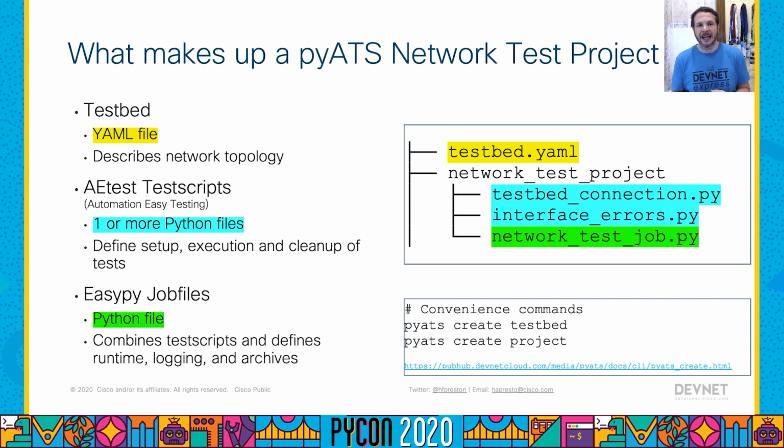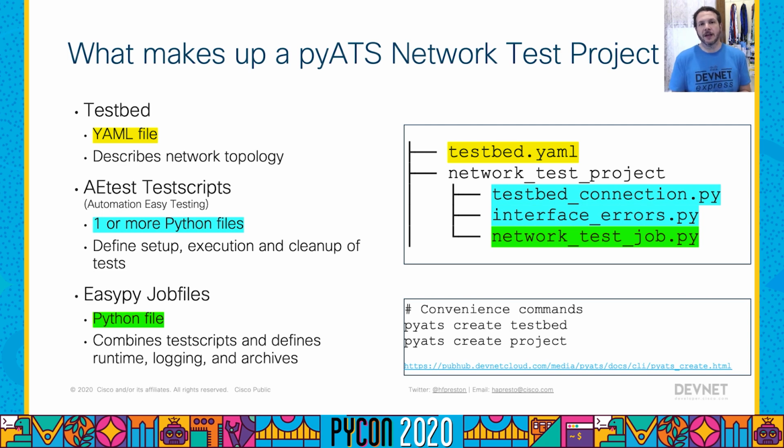And the test job handles running all of those as an instance and then reporting back the results in consumable fashions as they go through. Now, to help with the configuration and setup of all of these components, there are convenience commands built into the pyATS CLI that comes when you pip install pyATS.